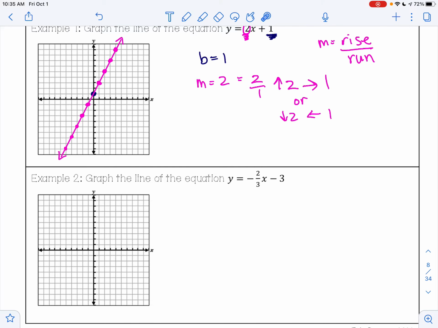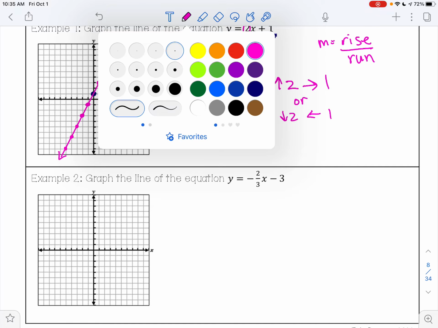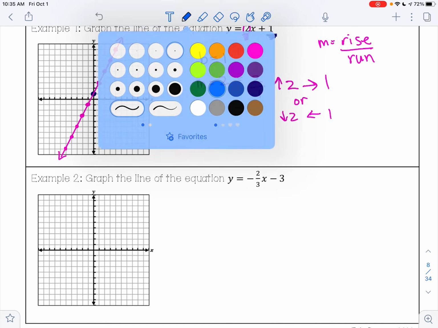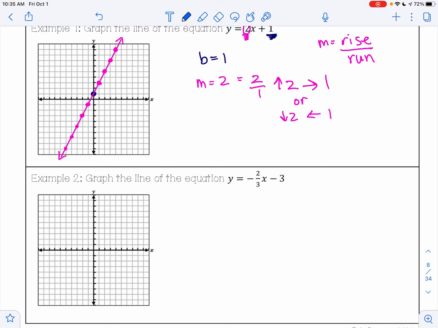So we're going to do the same thing with example 2. It says graph the line of the equation y equals negative 2/3 x plus 3. Let me use another color here. Let's use blue. So this is in slope-intercept form. So I'm going to begin with b. Here, b is 3. So I'm going to go to 3 on my y-axis. My slope is m. That's the number in front of x. So my slope is negative 2/3.